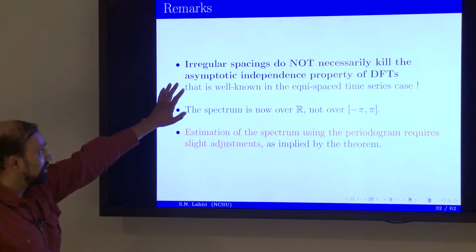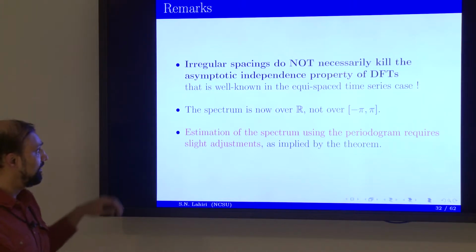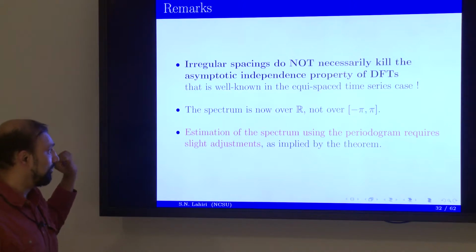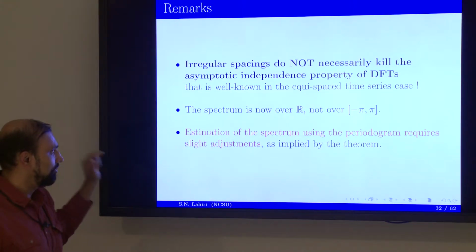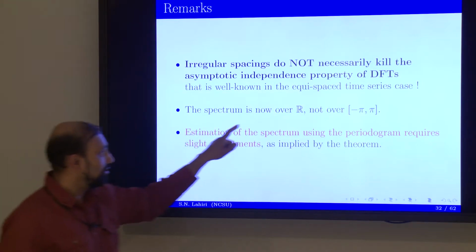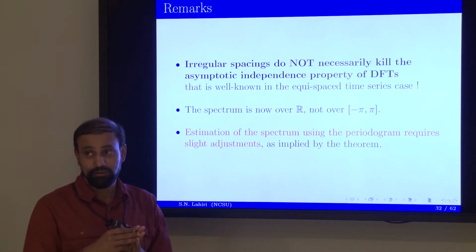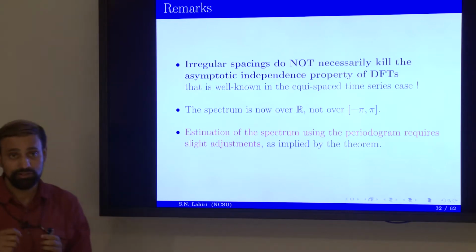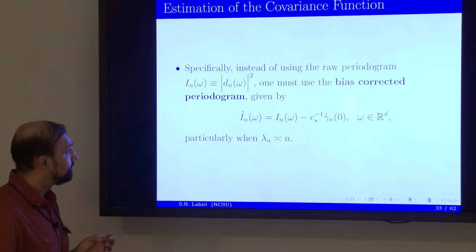So irregular spacing still has the asymptotic independence property, but with some complications. You need some adjustments for the first term. And remember that you're not trying to estimate f of omega, where omega lies between minus pi to plus pi. Your goal is now to estimate phi, which is for omega lying in the real line.